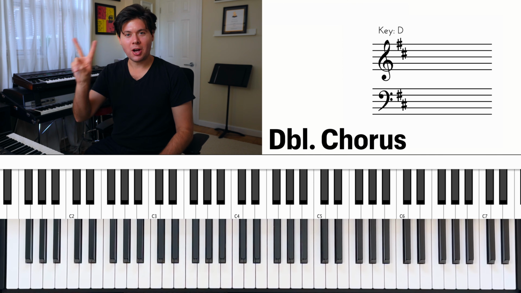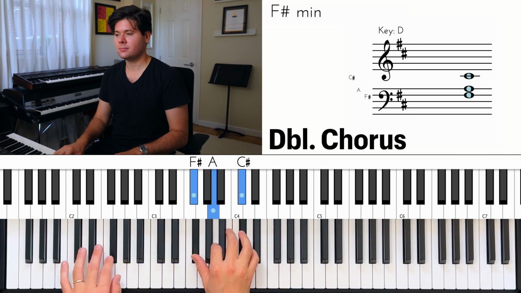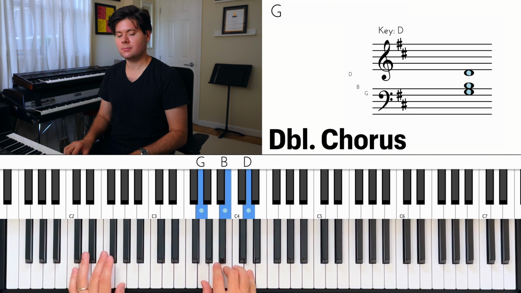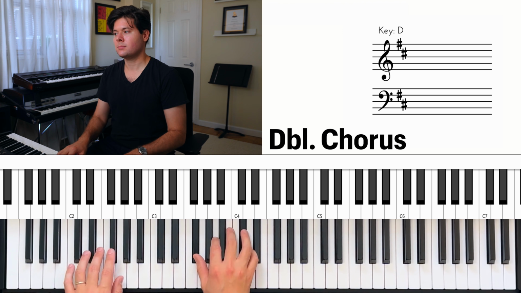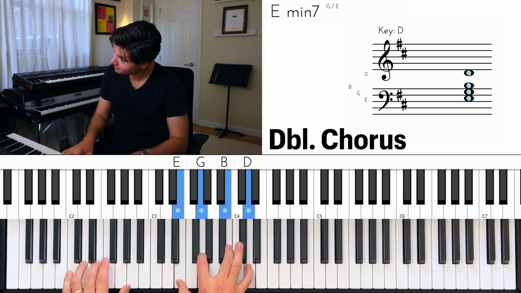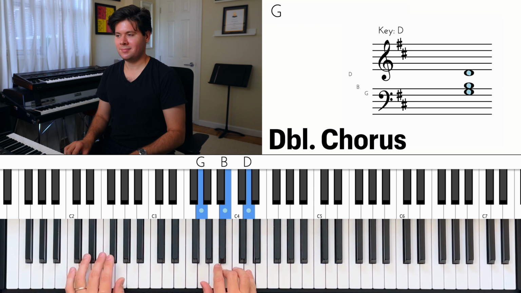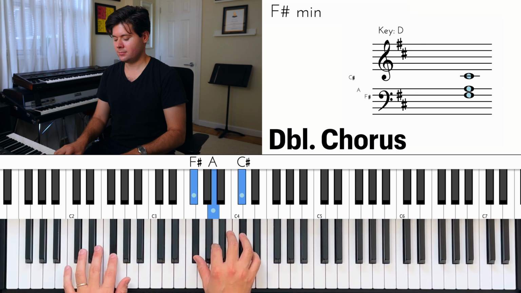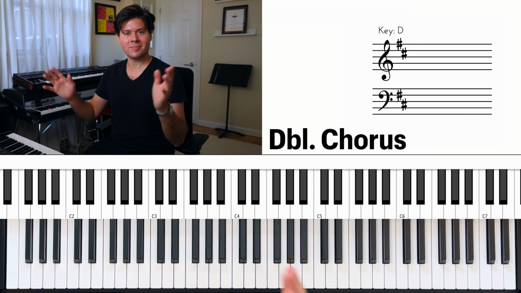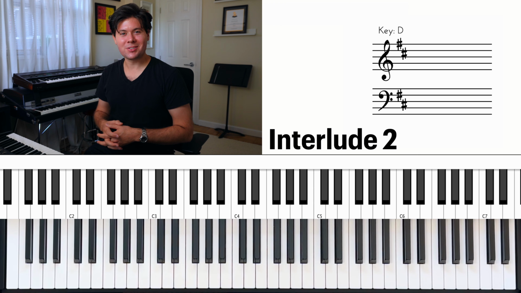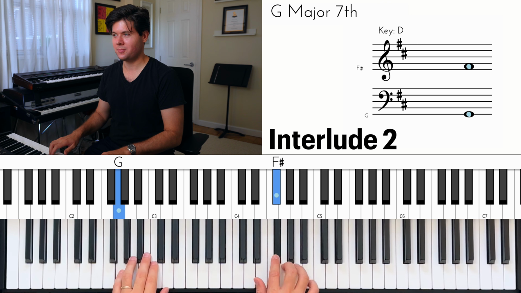And now we're going to do a double chorus. So let me show you what that looks like. Repeat. So that's your double chorus. There's another instrumental interlude now, and it's almost identical to the one you previously did. Let me play it for you. 4 bars.